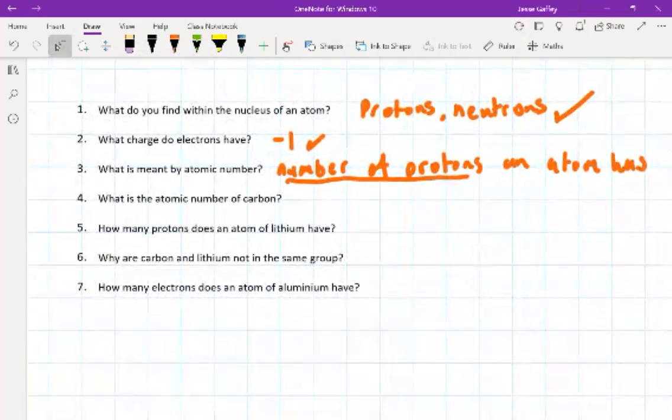What is the atomic number of carbon? So for this, you would need your periodic table, and you will need your periodic table today throughout the lesson. The atomic number of carbon, you should have said 6. Well done if you said 6. If not, take a look again.